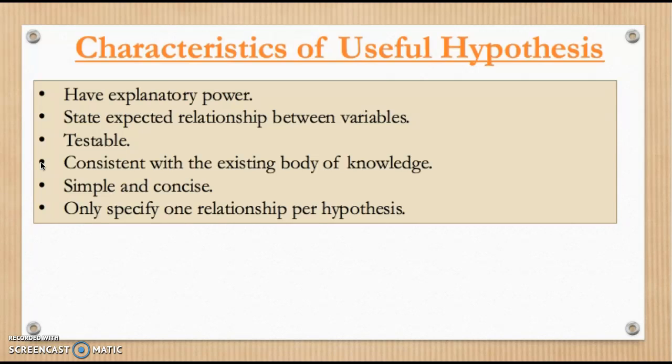Where prior results have been mixed in terms of the nature of the relationship between the variables in your study, consider factors such as the context of your study, the nature of your participants, and so on, to determine the direction of your hypothesis. The hypothesis should be simple and concise, and should only specify one relationship.